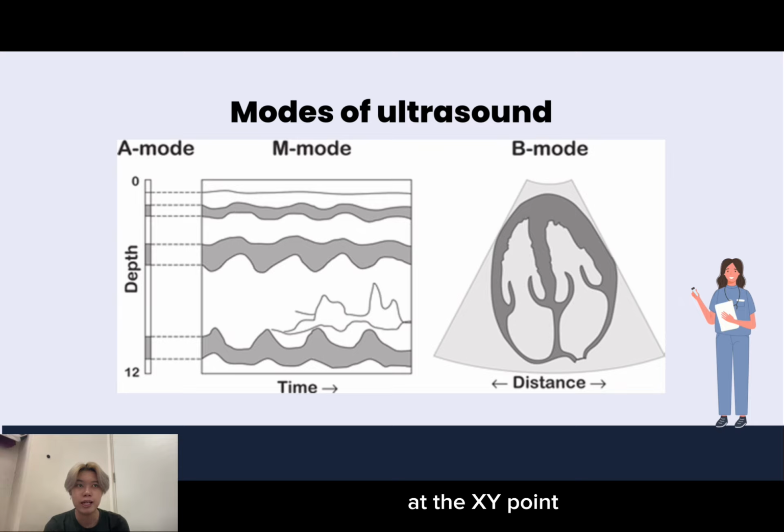The brightness value at the XY point represents the amplitude of each echo. It is possible to depict high amplitude echoes as low brightness or high brightness, resulting in black on white or white on black presentations. B mode images captured in real time are useful in the display of moving structures, like fetuses in the womb. Lastly, the M mode or motion scan.